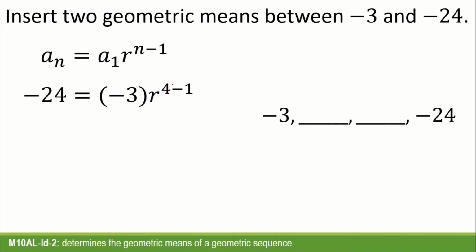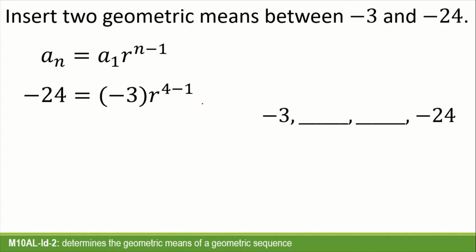Kasi, ang position ni negative 24 is ika-fourth term siya. So, first, second, third, fourth term. Pwede rin namang bilangin nyo kung ilang terms ang kabilang dito sa geometric sequence natin. So, pareho lang din naman yon. So, our n is 4 and then minus 1. After identifying the values of a sub n, a sub 1, and n, so substitute natin siya doon sa ating formula. So, ito na yung next nating step.